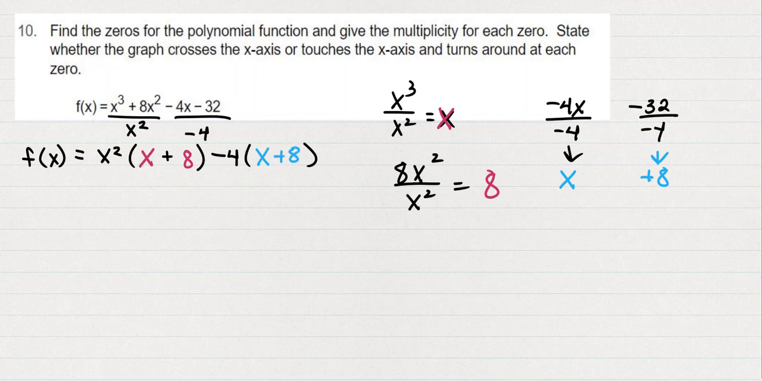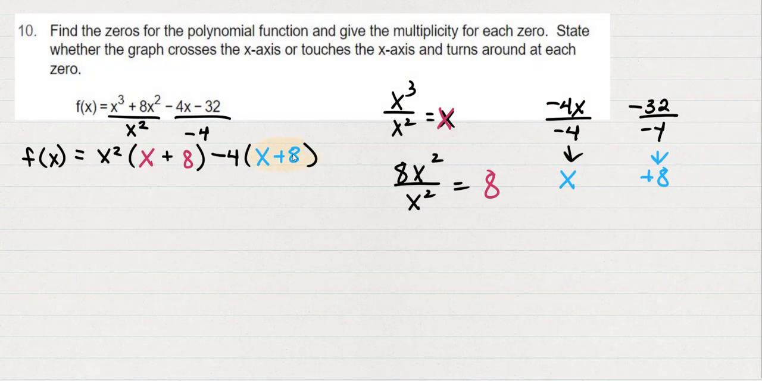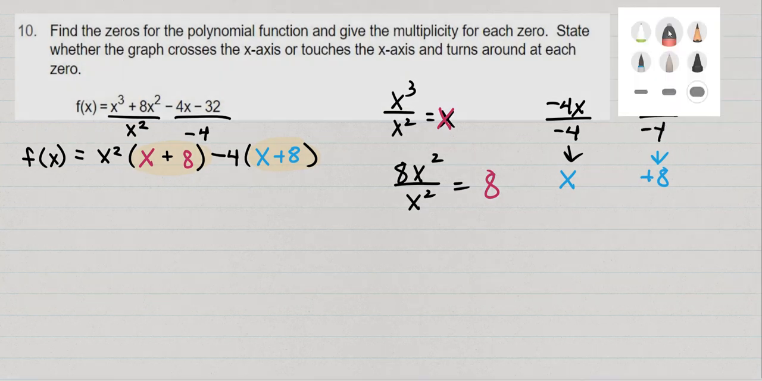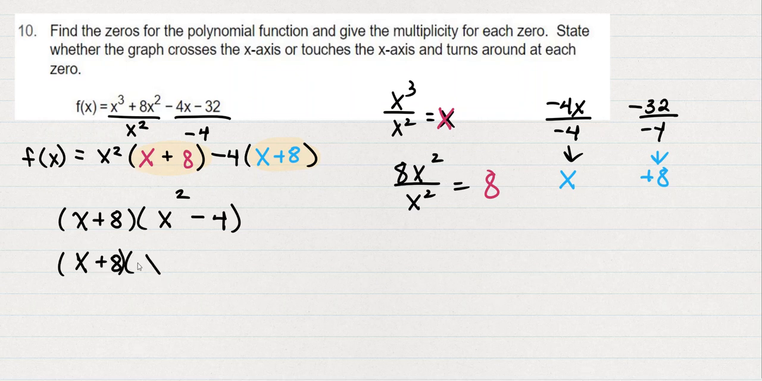And when I notice that these two factors match up, we have an x plus 8 times x plus 8, that now becomes our common factor. So I could factor out the x plus 8, and we're left with x squared minus 4. That x squared minus 4 factors again as x plus 2, x minus 2, the difference of squares.